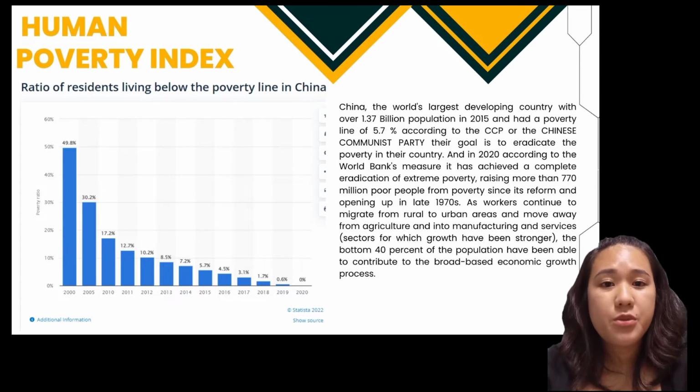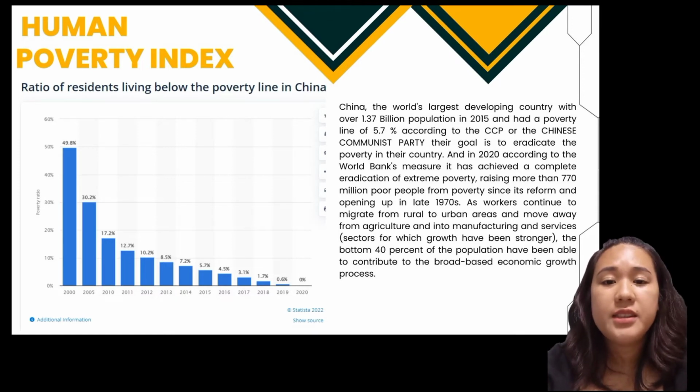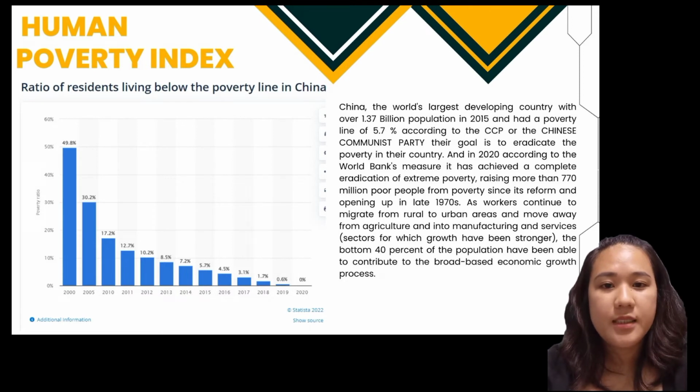As workers continue to migrate from rural to urban areas and move away from agriculture and into manufacturing and services, sectors for which growth has been stronger, the bottom 40% of the population have been able to contribute to the broad-based economic growth process.